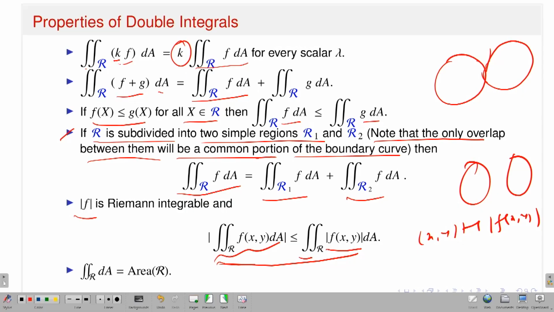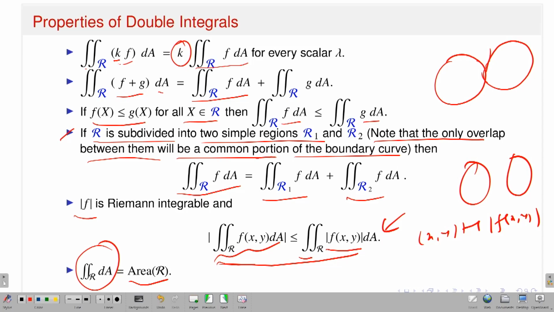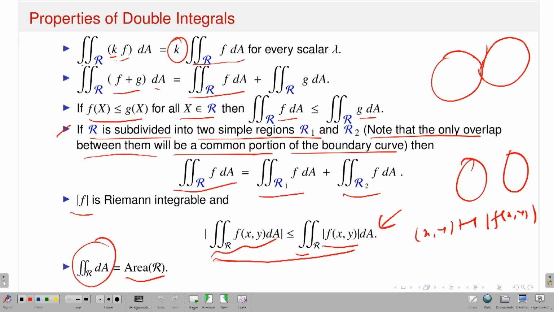And in particular, if I take f to be the constant function 1, then the integral is nothing but the area. When I talk about the applications part, it will be clear that area and volume will be there. So, these are a few properties of double integrals, like in the single variable calculus you are familiar with; similar things are true. Linearity, scalar multiplicability, ordering, the region divided into two, and if mod of f is Riemann integrable, then this inequality is true, and the area. I think I should stop here right now.